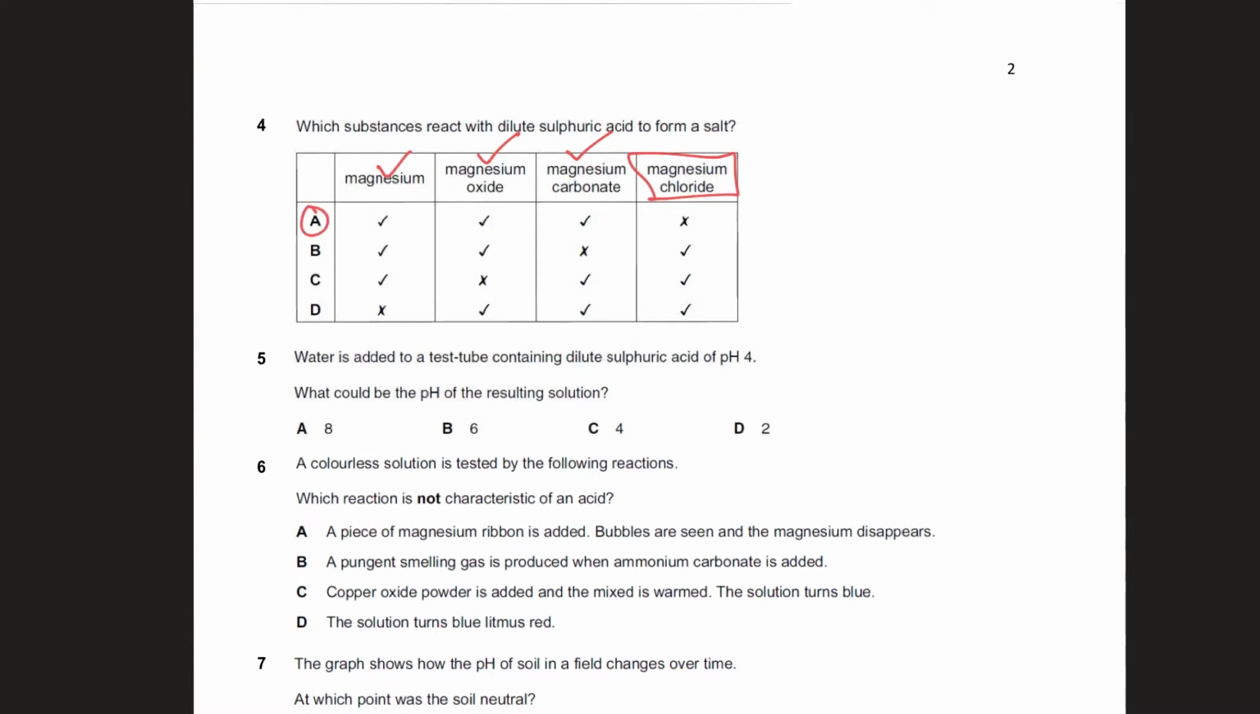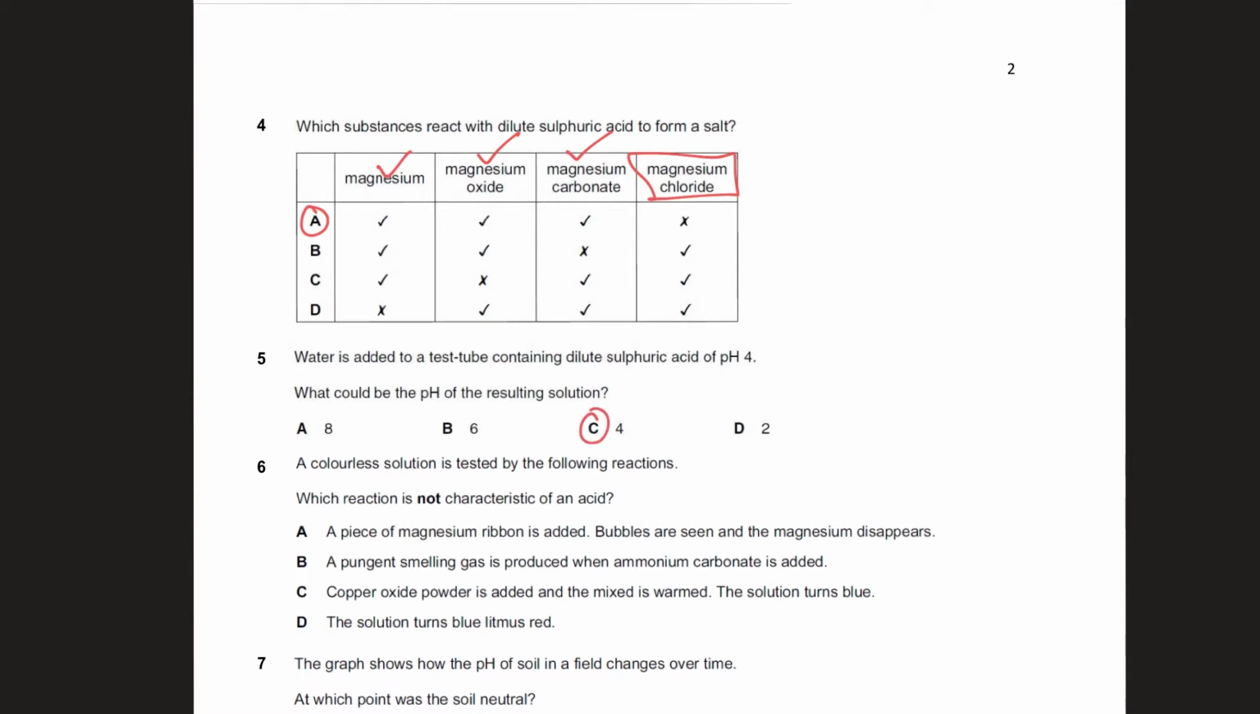Water is added to a test tube containing dilute sulfuric acid of pH 4. What could be the pH of the resulting solution? Now, sure, dilution does affect pH to some extent, but we do not study that in O levels or IGCSE. So we're going to assume the pH remains the same at 4.